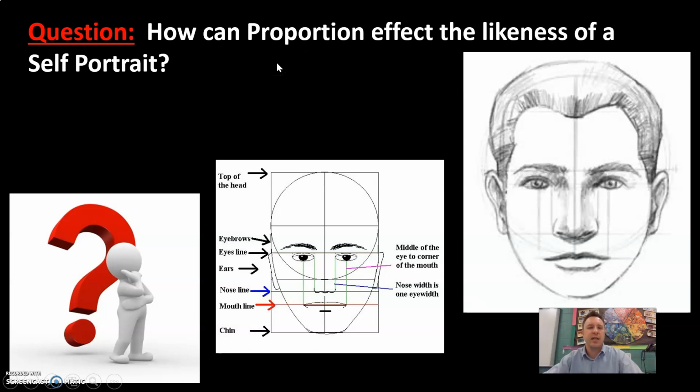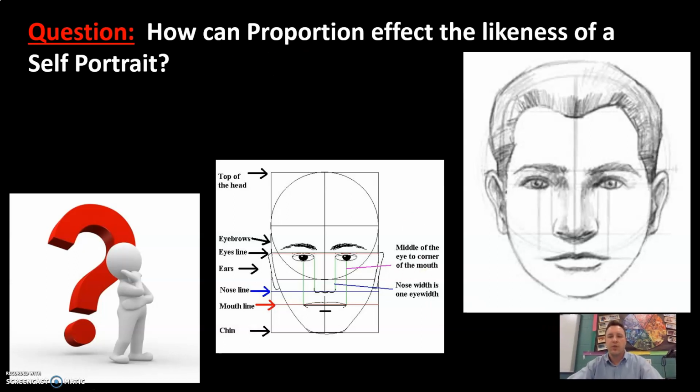How can proportion affect the likeness of a self-portrait? If you don't draw it in accurate proportions, it's not going to look like you. It may not even look like a person, depending on how far out of proportion you are. So you just want to make sure that your proportions are accurate so it looks most like you as possible.